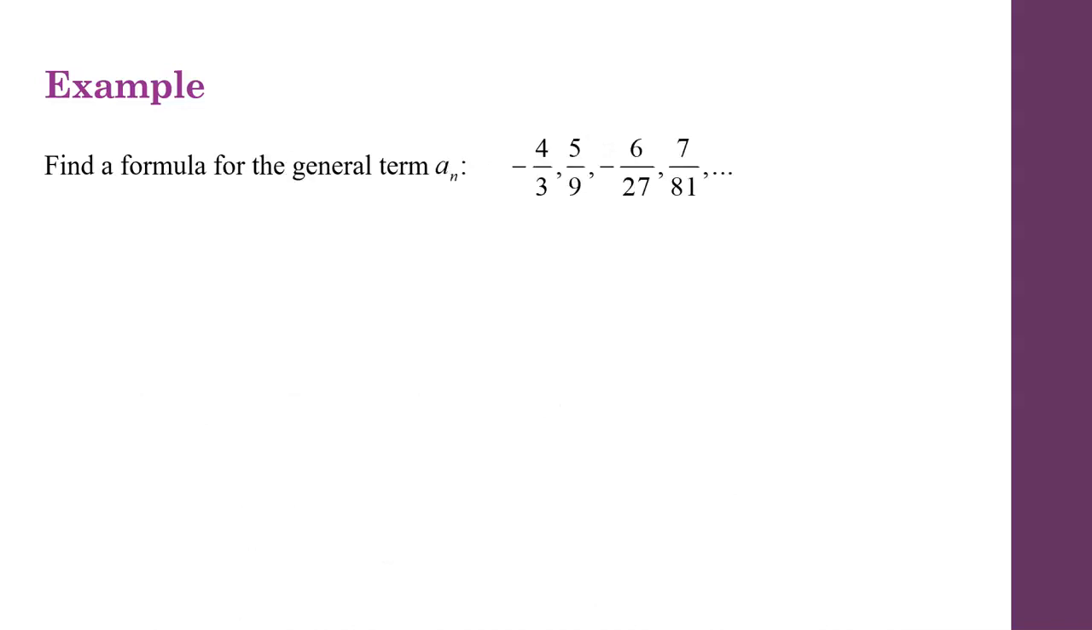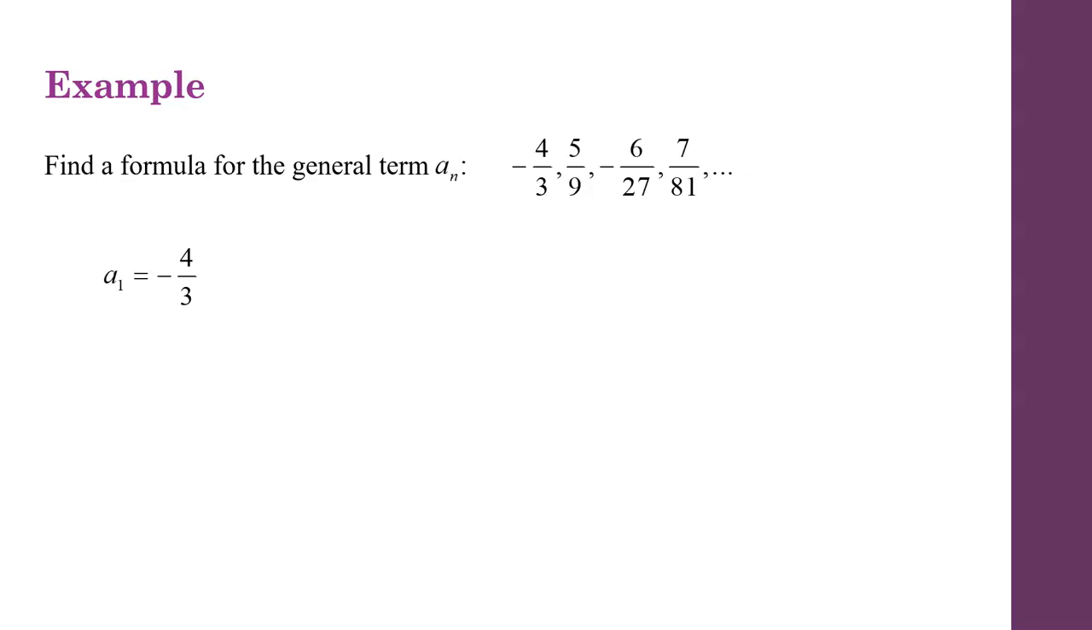So here is our sequence: -4/3, 5/9, -6/27, 7/81, and so on. We want to find a general term, A sub n, so a formula that will let me generate any term I want in the future of this. So we've got to do a little bit of detective work here. We'll look at the different parts of this and see if we can generate a formula. Our first term in this case is -4/3. So when we plug in 1 into our formula, in the numerator I should get a 4, in the denominator I should get a 3, and the sign needs to be negative.